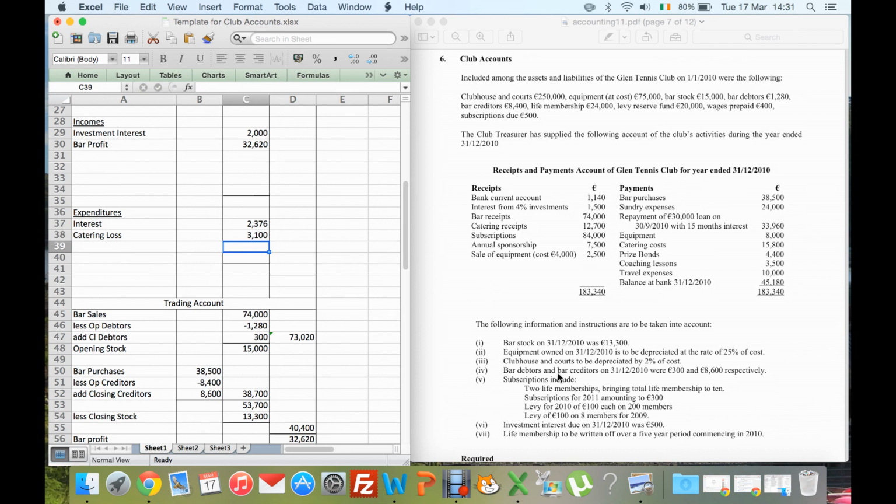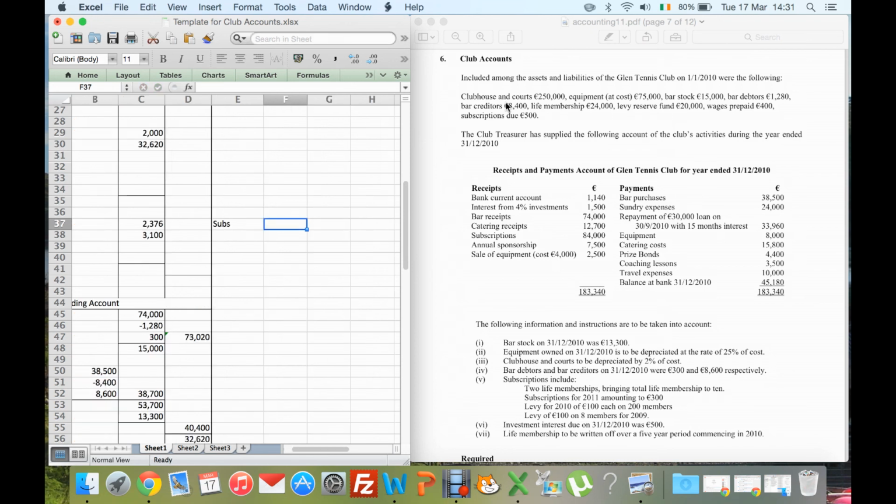Subs, 84 grand. Now obviously there's lots of adjustments of the subs down here, and we need to check what subs we had at the beginning. So what I might do, I'll just do this as a note. So we have subs was 84 grand. We look at the beginning and we see there's a subs due 500. That's nothing to do with the current year. That was due for last year, so we take that out. So opening due is minus 500.